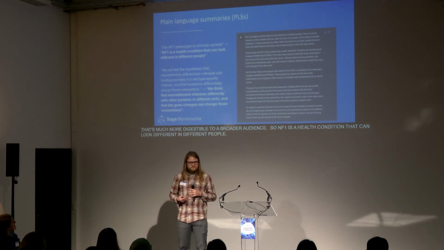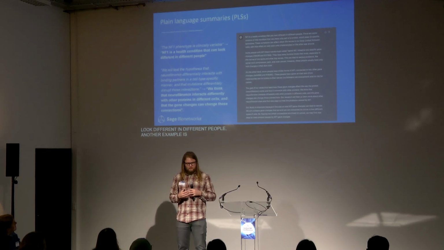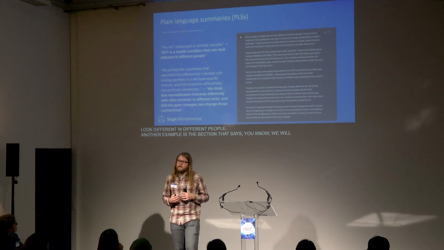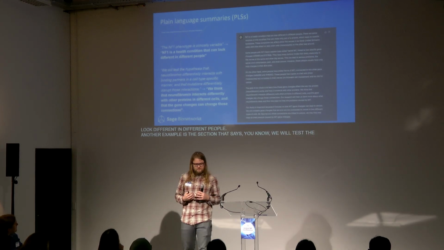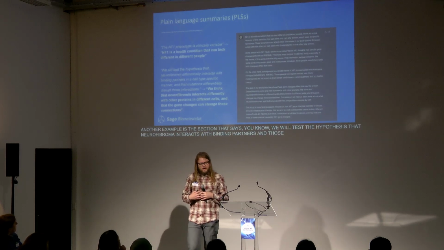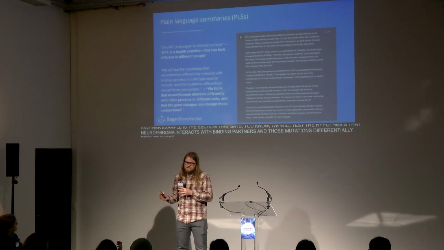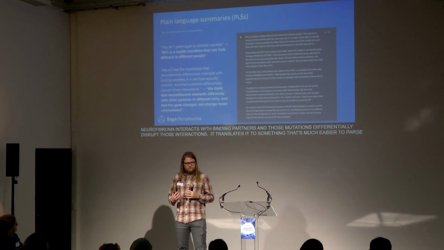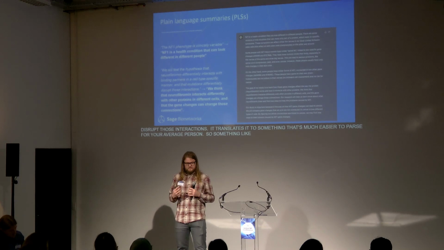Another example is this section that says, we will test the hypothesis that neurofibromin differentially interacts with binding partners in a cell type specific manner and that those mutations differentially disrupt those interactions. And it translates it to something that's much easier to parse for your average person. So something like, we think that neurofibromin interacts differently with other proteins in different cells and that the gene changes can change those connections.